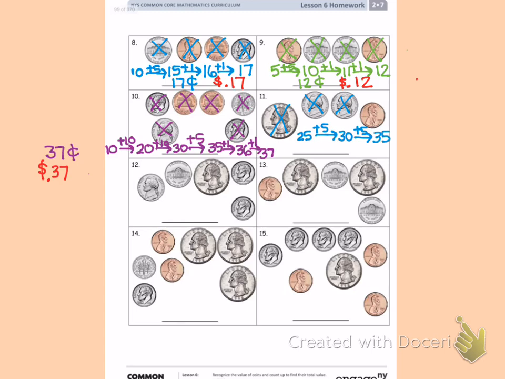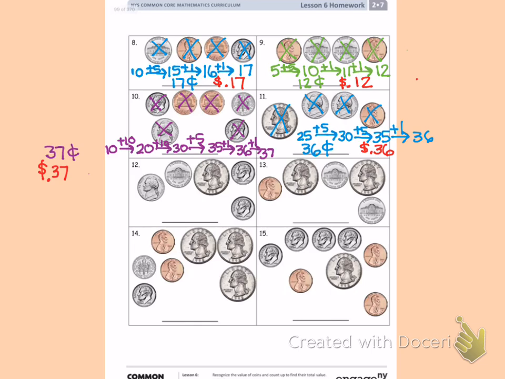Lastly, I see a penny, so I'll add 1 cent because a penny is worth 1 cent. 35 and 1 is 36. The answer to number 11 is 36 cents. It is written 3-6 cent sign. Or if I wanted to use a dollar sign, it would be a dollar sign, a decimal, a 3, and a 6. All right, all the rest are up to you.